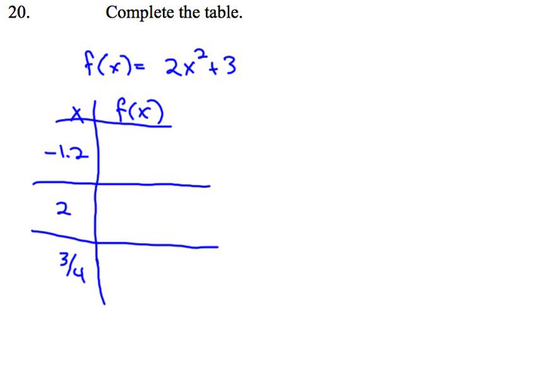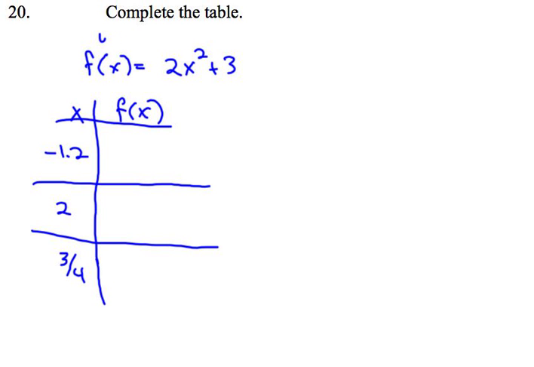Number 20 is just like 17 through 19, except that what you're doing is actually completing a table. You can do what we did in number 17 through 19, that is substitute each x value into the function where the x is and compute to get a y. Or you can just use your calculator.